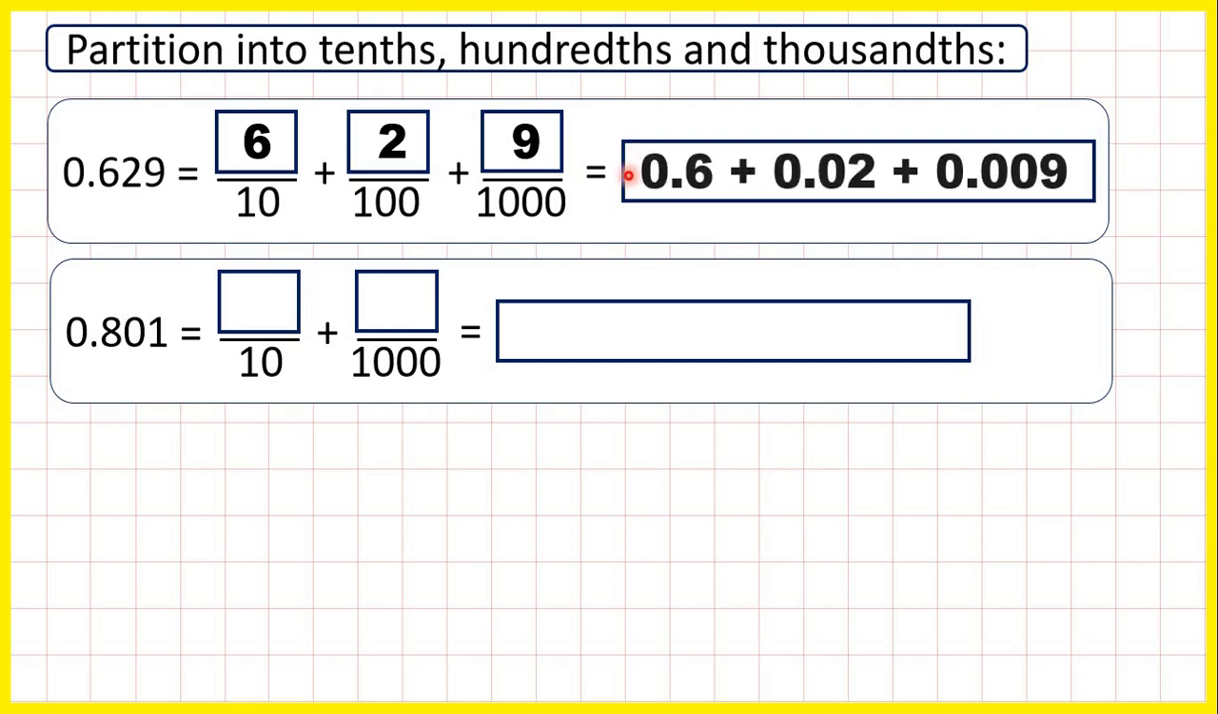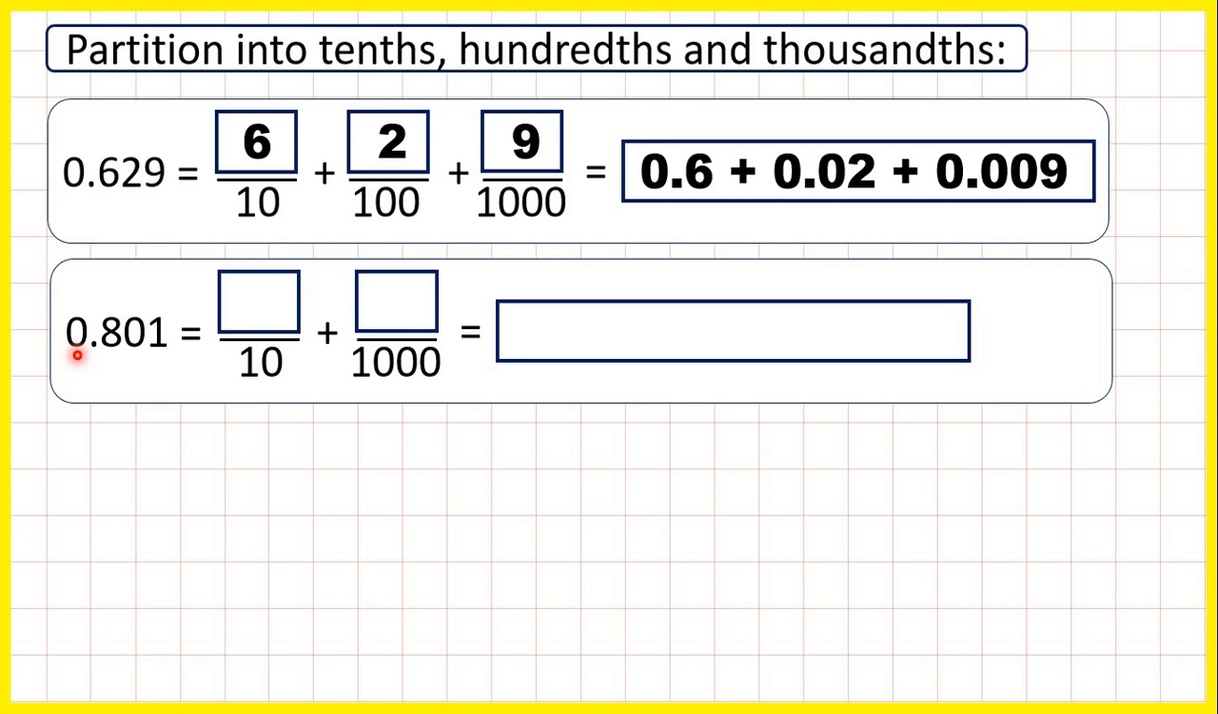We can represent that in decimal form as 0.6 plus 0.02 plus 0.009, because the first digit after the decimal point is the tenths digit, the second digit is the hundredths, and the third is the thousandths.